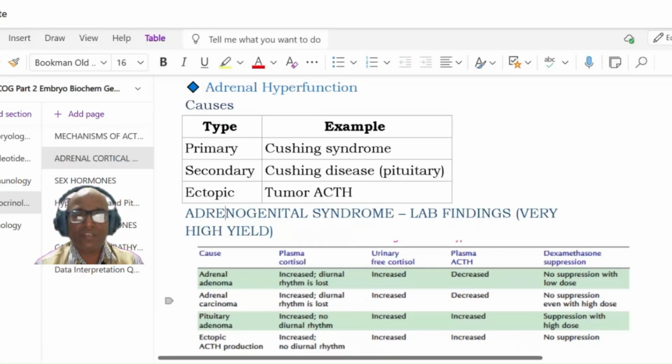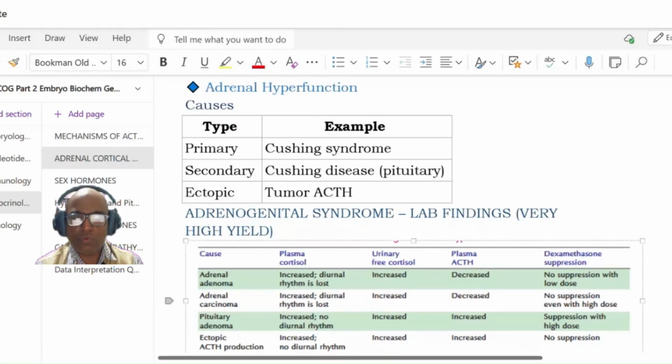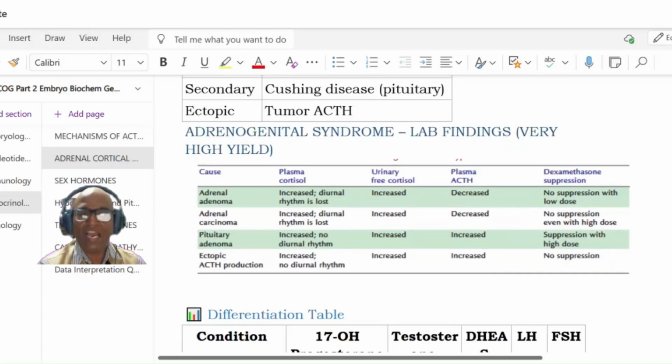Now the adrenogenital syndrome. What are the findings? Adrenal hyperfunction may be because of an adrenal adenoma, an adrenal carcinoma, a pituitary adenoma, or ectopic ACTH secretion. So in this adrenogenital syndrome there can be a problem at the level of the adrenal, which may be adrenal adenoma or adrenal carcinoma. It may be a pituitary adenoma, or there can be ectopic ACTH secretion. All of this will have hyperfunction of the adrenals.